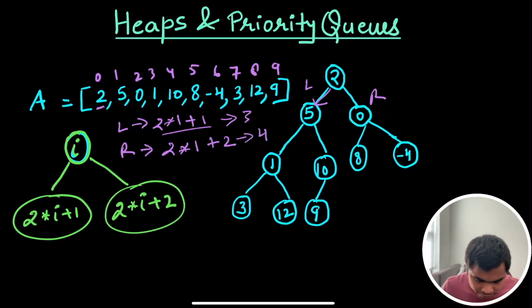Okay, so 5 is right here. 5's left child is 1, which is present at the third index. Left child is 1, and right child is 10, which is present at the fourth index. So now you can calculate the position of the left child, right child, parent position, whatever you can calculate for this binary tree. What I was really trying to show is that we can represent this array as a binary search tree. Now, how do we convert it to a heap?